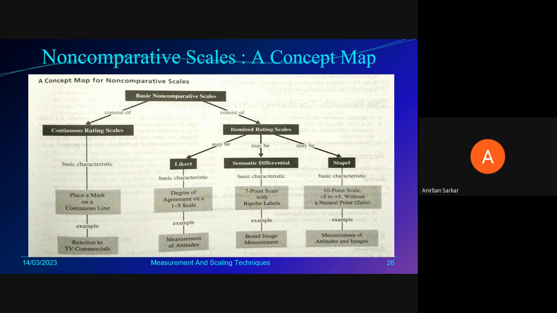So generally, if you try to understand the reaction to TV commercials, we use these continuous rating scales. Otherwise, if we want to measure attitudes, preferences, brand image, all these things, we use either Likert or semantic differential or a staple scale, depending on the attitude of the respondents and the knowledge level of the respondents. Clear? Yes, sir.